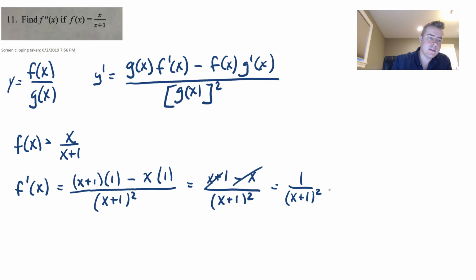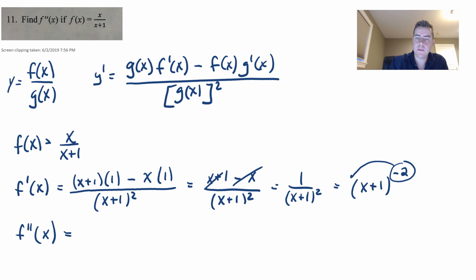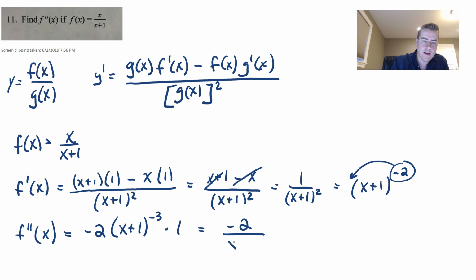Then I'm going to take the derivative of that. Remember, this is the same thing as x plus 1 to the negative 2. So I'm going to write it like that so I can easily take the second derivative using the chain rule. The chain rule says we take this number, bring it down in front, so negative 2, x plus 1, you subtract 1 from the exponent, so that becomes negative 3, times the derivative of the inside. The derivative of x plus 1 is just 1. So that's simply going to equal negative 2 over x plus 1 to the third.